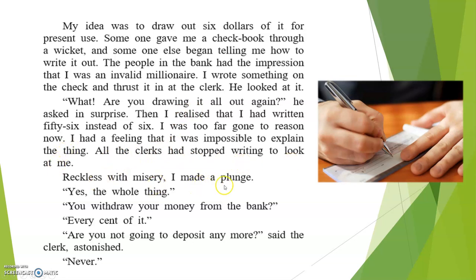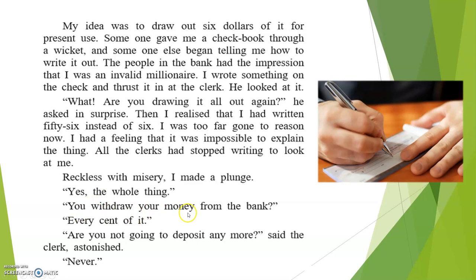Reckless with misery, I made a plum. Now, reckless with misery: reckless means careless, with misery means you're distressed or discouraged. I made a plum. Plum means he just pushed it. Okay, yes, the whole thing. No, he just answered, yes, the whole thing I want to remove it.